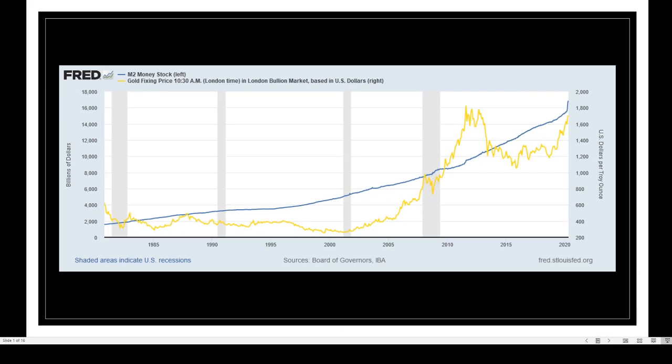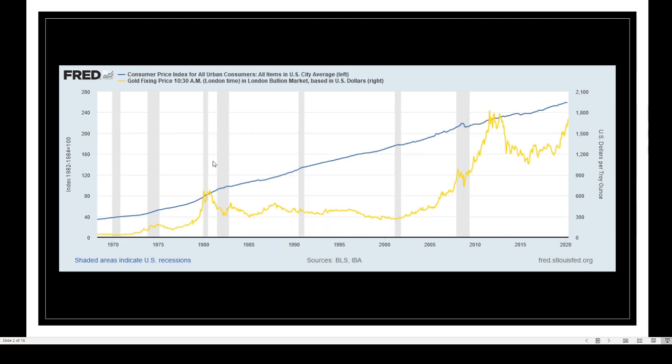This is a chart of the broad money supply in blue versus gold in yellow. And while you can see they both rise over time, there isn't a direct relationship between the Fed printing money and the price of gold. Let's see how gold compares to consumer prices. In this chart, we can see consumer prices in blue steadily rising, but again, there's no direct relationship with gold.